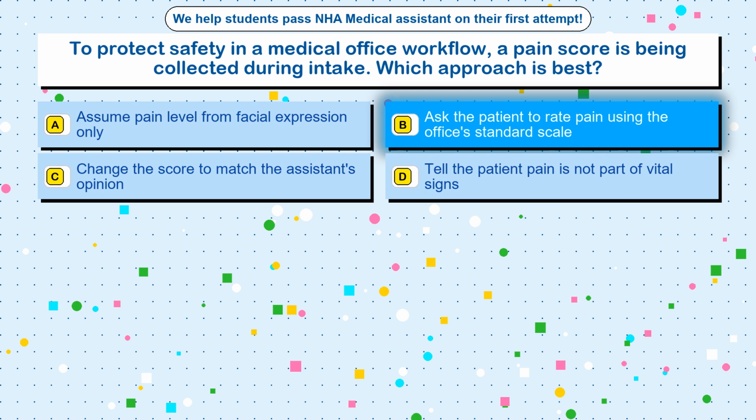The correct answer is option B. Ask the patient to rate pain using the office's standard scale.